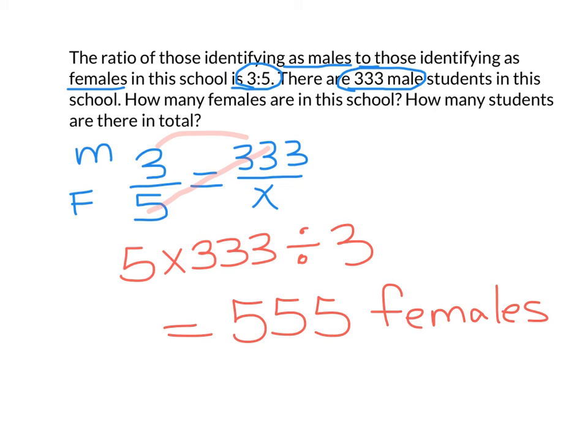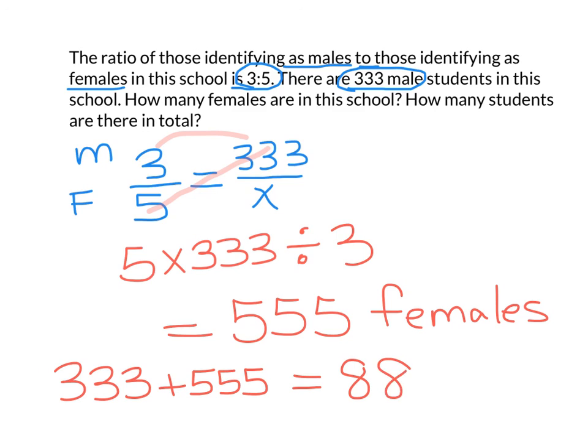So then the total number of students in the school, well, if I have 333 males and 555 females, my total number of students is 888 total students.